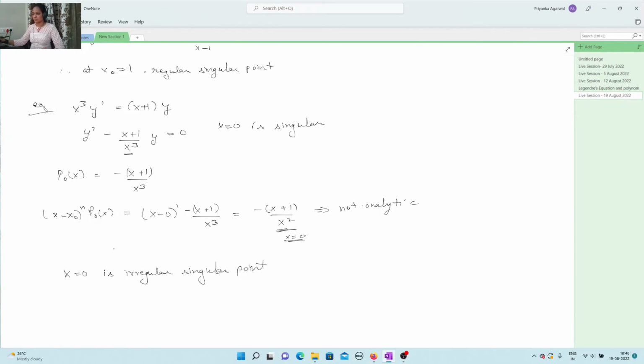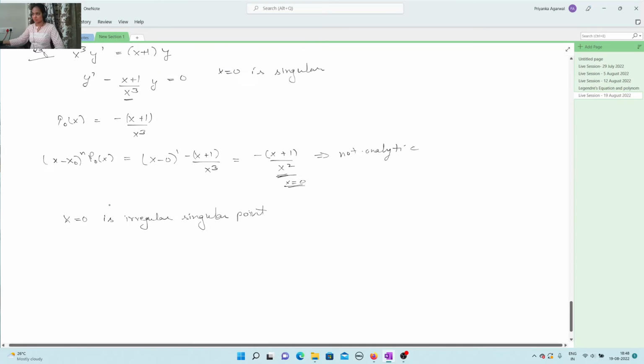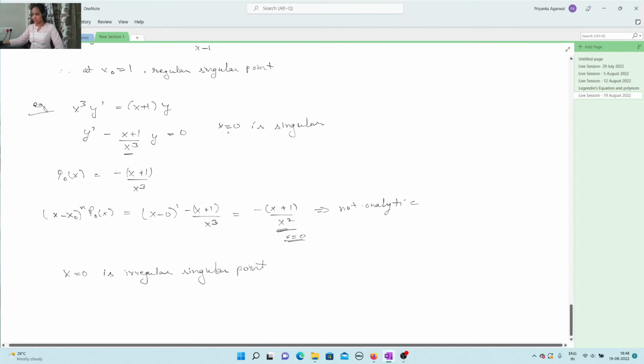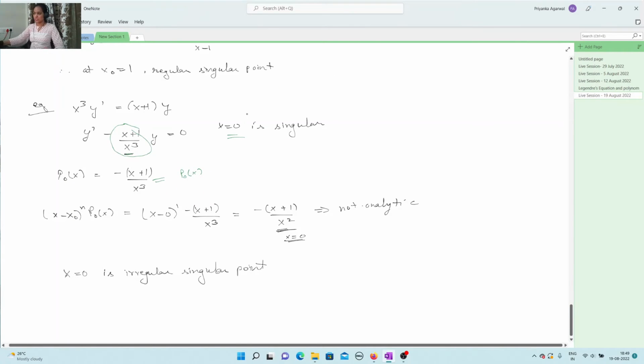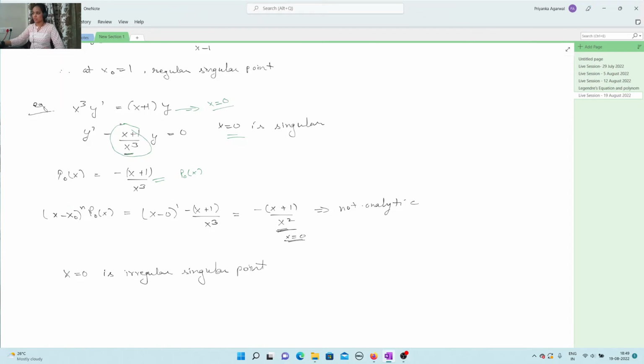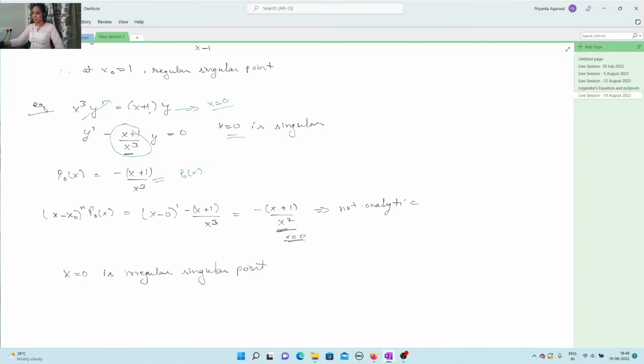Is it clear? Any doubts? Ma'am, how did we find that x equals 0 is a singular point? If you see this particular function, at x equals 0, is this function defined? It will be zero in the denominator. So since this function is not defined, that means this gives us a singularity. So we call this point a singular point. If you see this equation, if you put x equals 0 here, this term would vanish, right? But if the highest order term vanishes, then that point is singular.